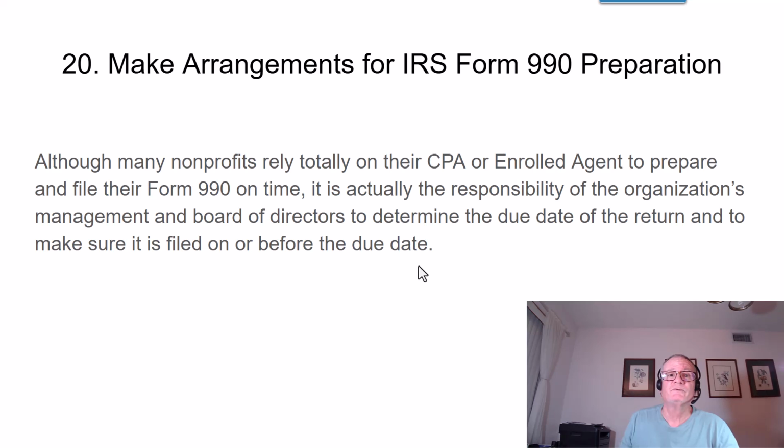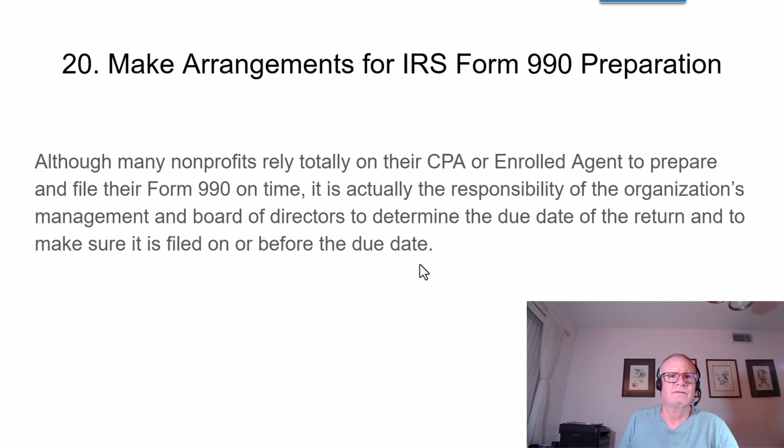Finally, make arrangements for IRS Form 990 preparation. I know a lot of organizations rely 100% on their CPA or their tax return preparer, and the IRS says no, it's the organization's responsibility, management, board of directors. You can depend on your CPA, but you need to make sure that you're backing them up.